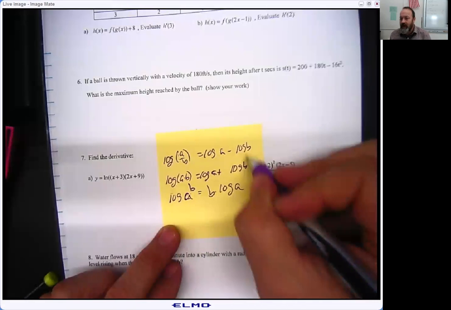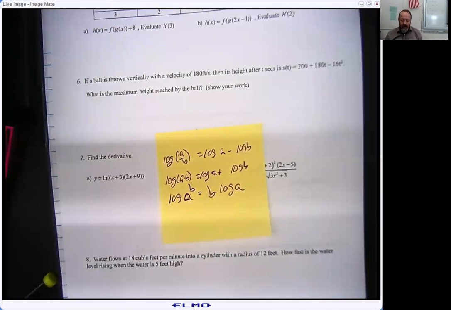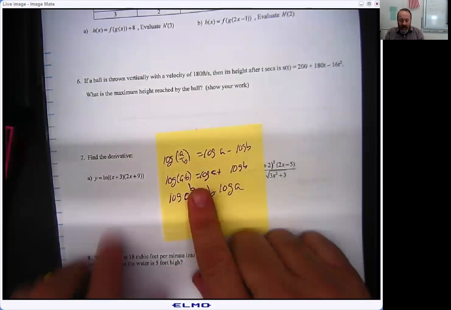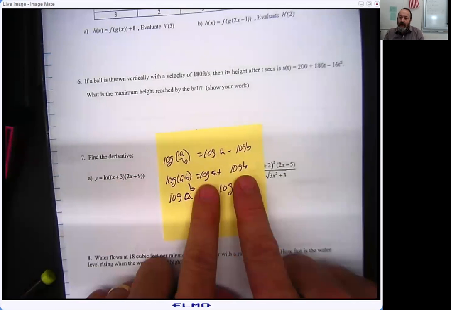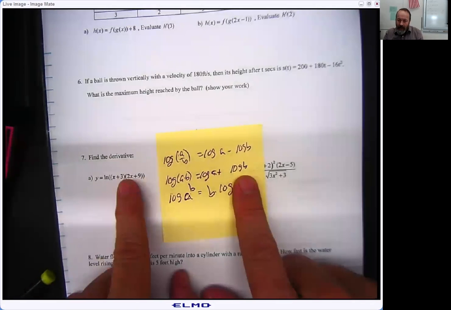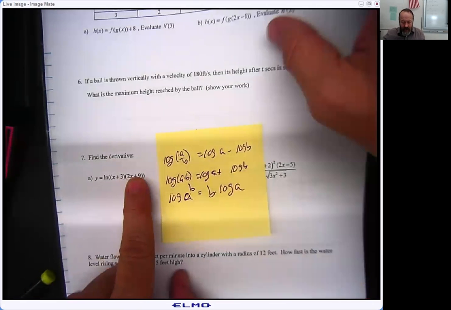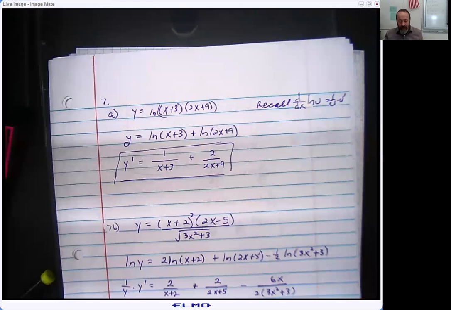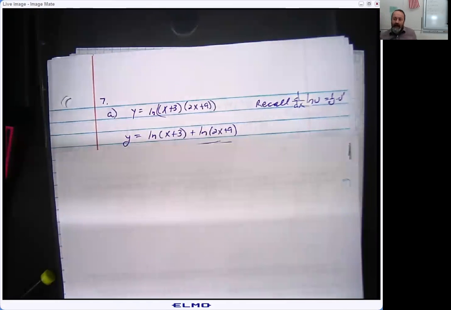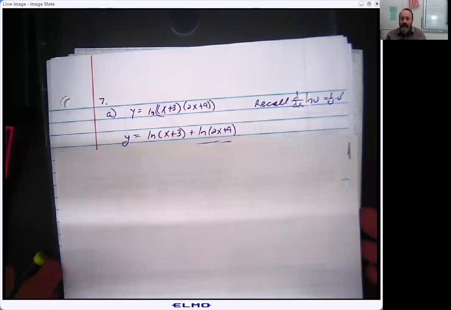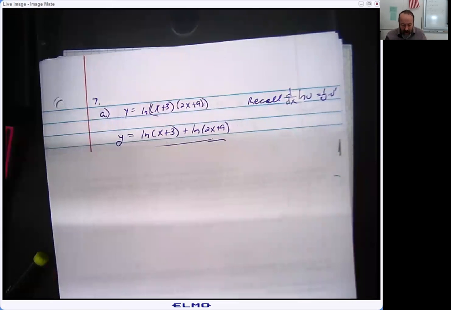Now those features are going to allow us to rip this thing apart and turn it into something much easier. So instead of thinking about the log of a product, I'm going to use this rule right here, and I'm going to do the log of x plus 3 plus the log of 2x plus 9. So here we go. In that first problem, the first thing I did is I just broke it apart. Now, keep in mind that is not actually any calculus yet. We're literally just doing simple analysis.